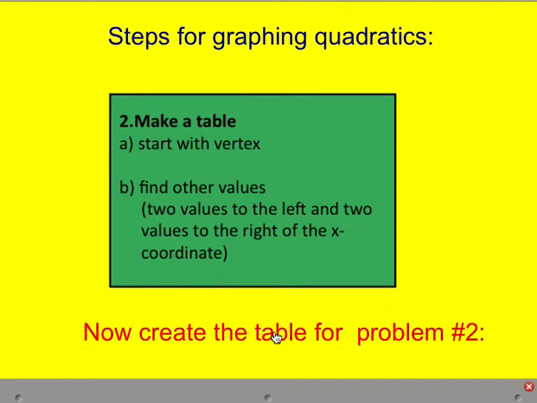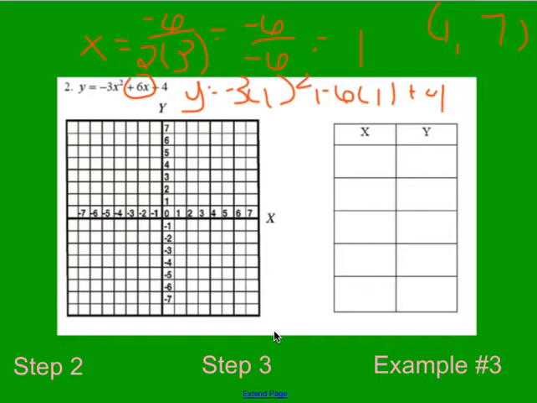What does that look like? Let's take a look at problem number 2, where we were. I'm going to write my vertex in the center of this chart. Then I want to pick 2 values to the right, which I do by taking the next 2 values up. And 2 values to the left, I do by taking the next 2 values down.